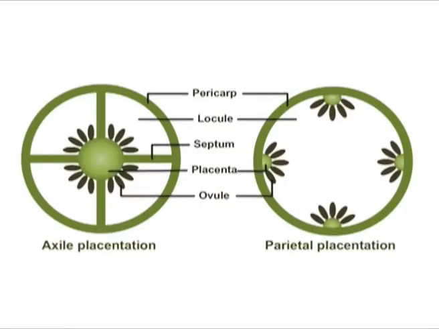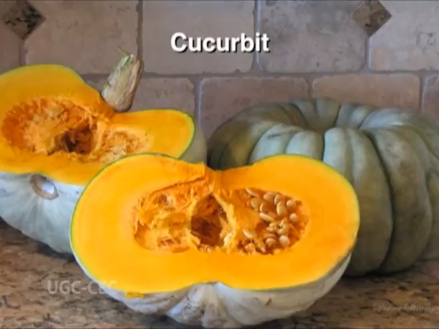In parietal placenta, the ovules develop on the inner wall of the ovary or on the peripheral part. Here, the ovary is one-chambered. Plants like mustard and poppy have parietal placenta. Sometimes the ovary becomes two-chambered due to the formation of false septa, like in cucurbits.